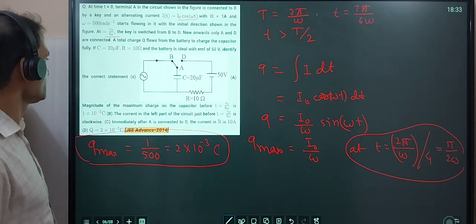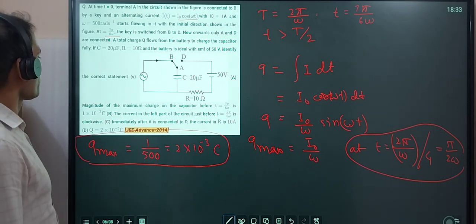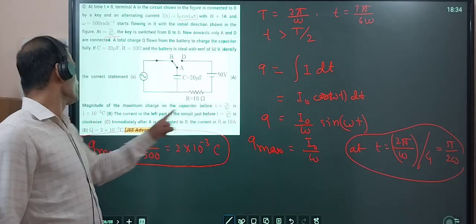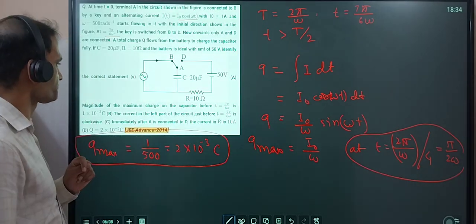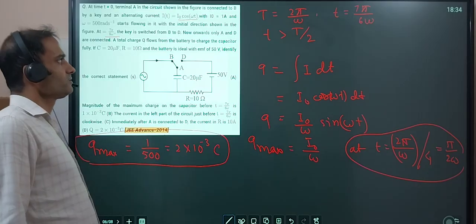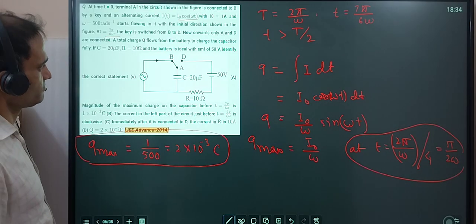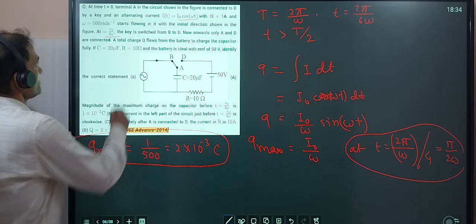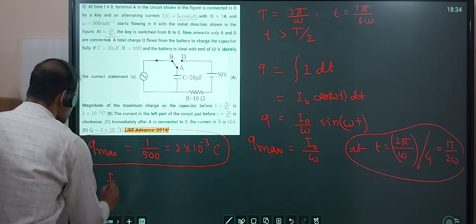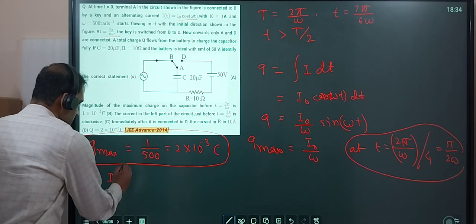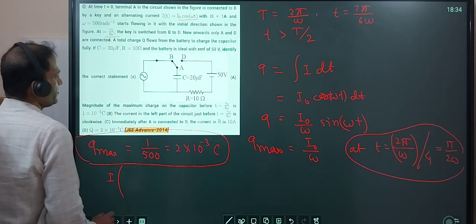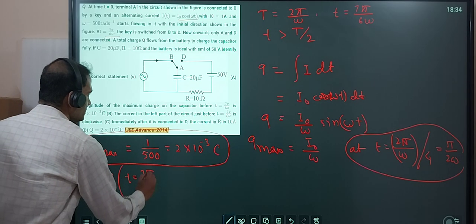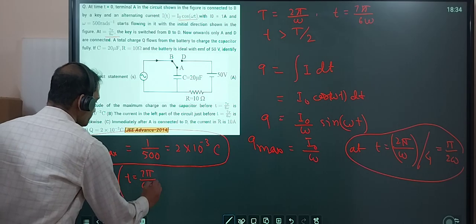Okay, now current in the left part of the circuit just before this is clockwise. Okay, this time is already given. So current is already given. Okay, current, so I value at t is equal to 7 pi by 6 omega we have to find it.